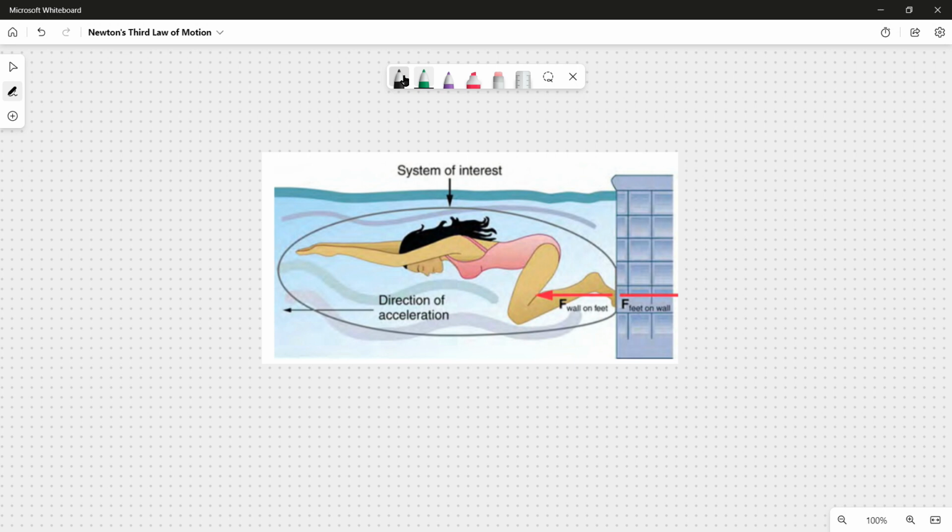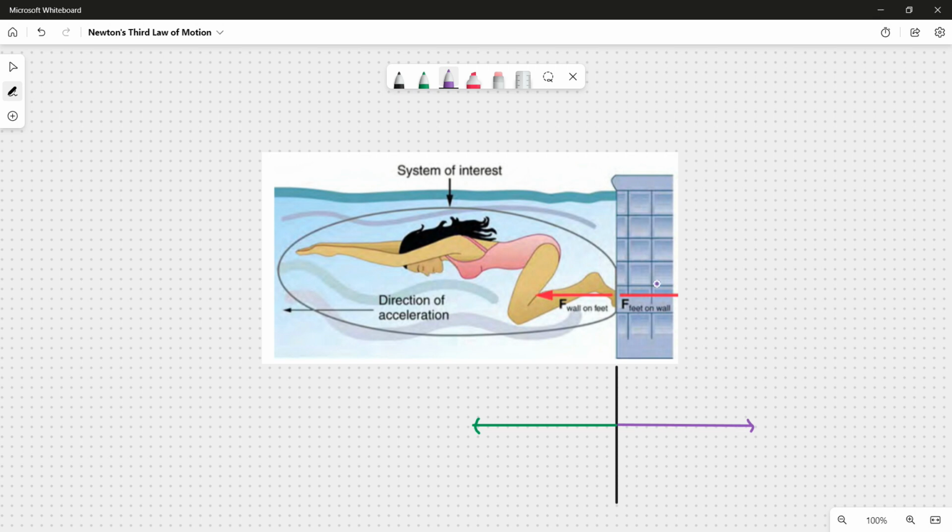Consider a swimmer pushing off from the side of a pool as illustrated in the figure. She pushes against the pool wall with her feet and accelerates in the direction opposite to her push. The wall has thus exerted on the swimmer a force of equal magnitude but in the direction opposite that of her push. You might think that the two forces of equal magnitude but that act in opposite directions would cancel, but they do not because they act on different systems.